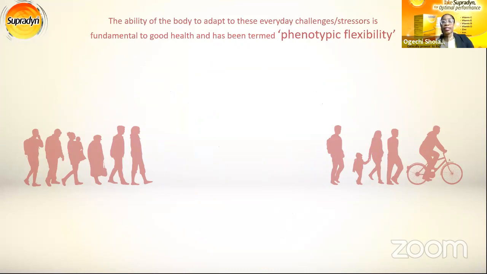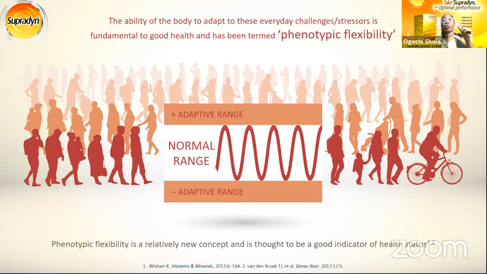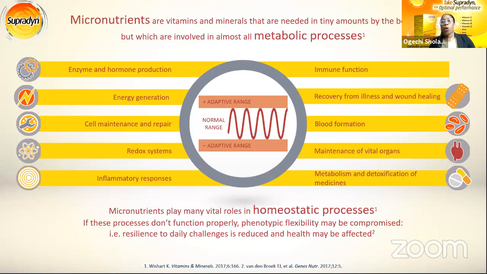So we've stated that there's a concept known as phenotypic flexibility, and that refers to the ability of the body to adapt to these everyday challenges I just mentioned, or stressors. It's fundamental for good health. It's a concept that is still being studied, but it is said that the higher the phenotypic flexibility a person has, the better the person is able to resist challenges and stay healthy. So having said that, what are the things that help with phenotypic flexibility? What are the things that help the body maintain homeostasis, that help the different organs and systems function as they should in order to ensure that there's homeostasis?